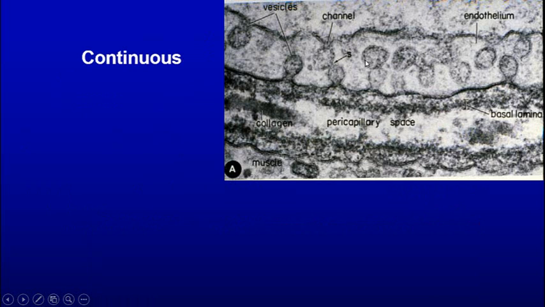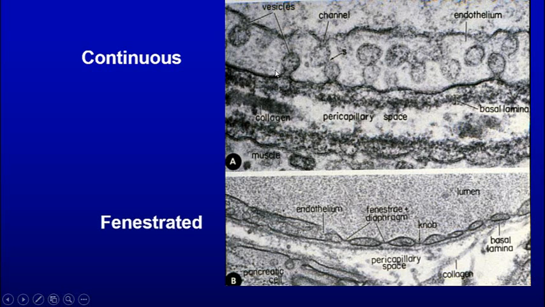Now here we can see a continuous capillary, where you can get diffusion of nutrients, oxygen, and carbon dioxide out through there. You can get things through channels. You can get things through receptors, receptor-mediated type transport. And so this is a continuous layer. You don't have big gaping holes in it.